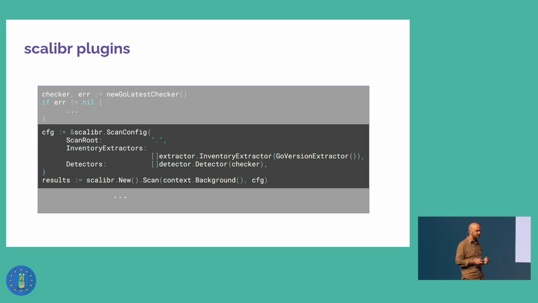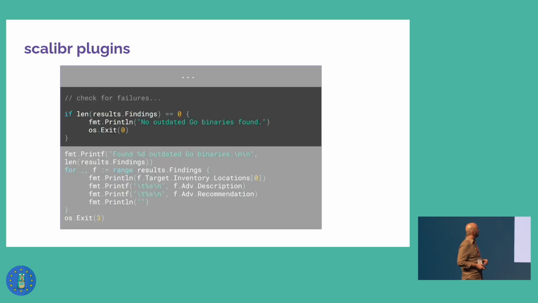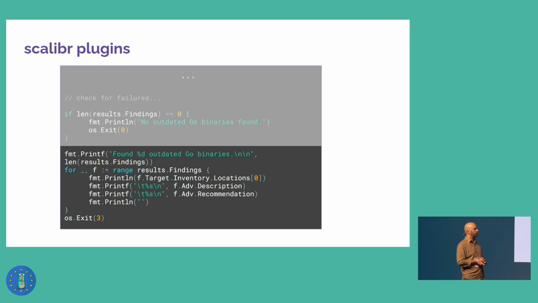Let's process the results. OK, so I'm going to skip the code where you check for failures because, honestly, it's quite boring and we don't really have time for it. But basically, what we do here is say, hey, if there are no findings, that means all of our Go binaries are up to date, and we just return 0. We're good. Otherwise, this is very simple Go code. I'm just going to print all of those binaries that we found that have issues and print the description and recommendation.